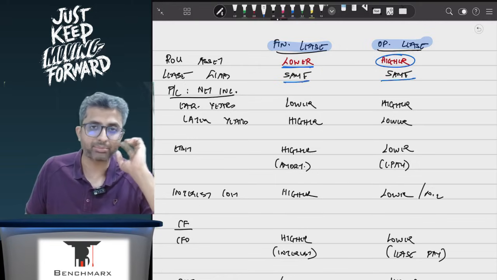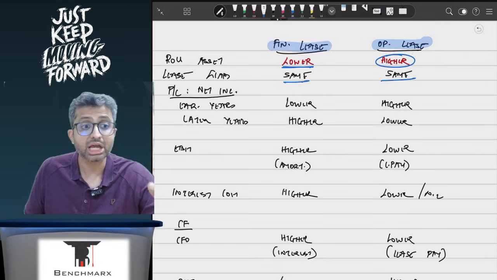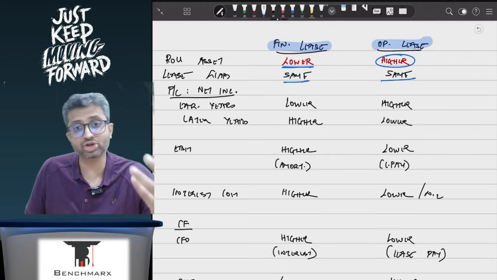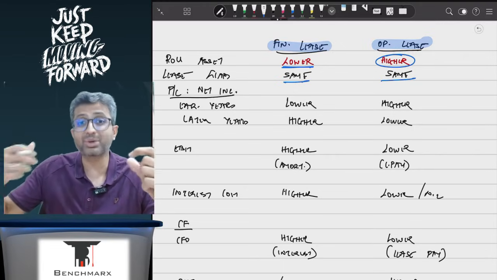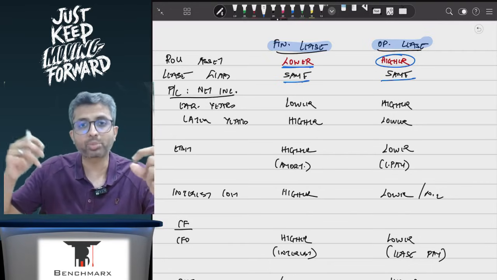Now, what is the P&L impact? As you can see, under finance lease, in the earlier years there will be higher depreciation as well as higher interest, and hence your expense will be more, and thereby your profit will be lower.